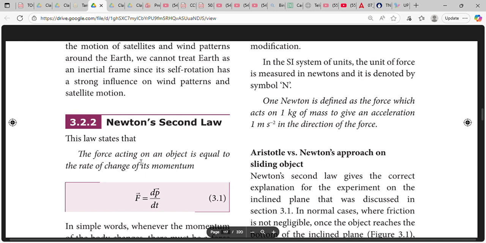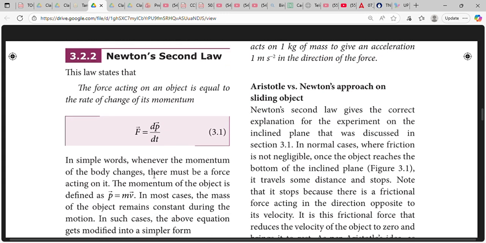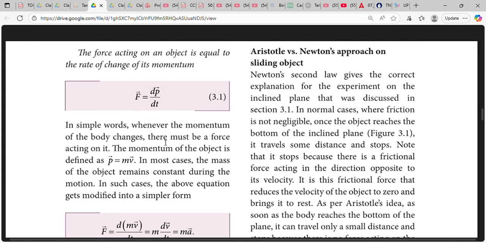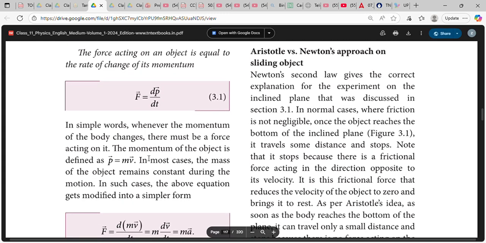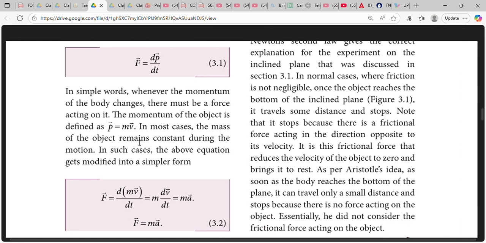According to Newton's second law, the force acting on an object is equal to the rate of change of its momentum. F vector is equal to dp by dt. Whenever the momentum of the body changes, there must be a force acting on it. The momentum of the object is defined by p is equal to m into v. In most cases the mass of the object remains constant during the motion.